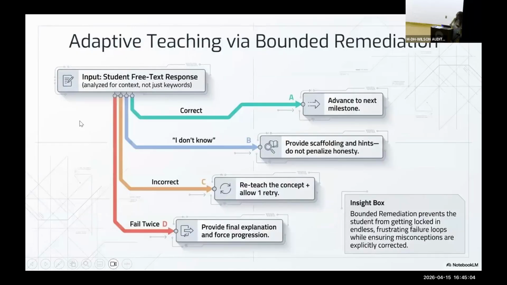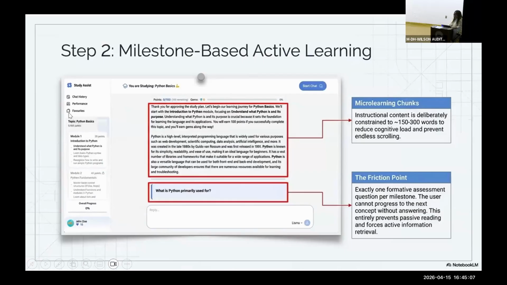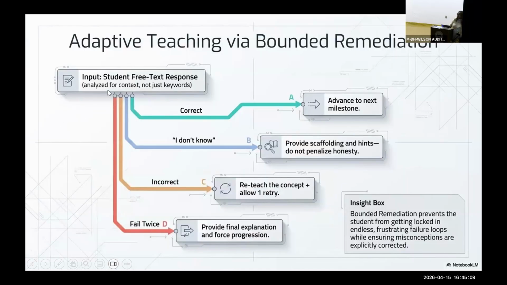So when they put in their responses, after a reflection question like this, the backend tries to assess, was it a correct response? Then they advance to the next milestone. If they put in I don't know, it tries to explain the same thing in simpler terms. If they give an incorrect response, it tries to reteach the same concepts. But if they end up failing twice, it just moves them to the next milestone. For now, that's the way we have it set up. So the goal is that the teacher will probably notice that and make sure to concentrate in class on where they failed twice.